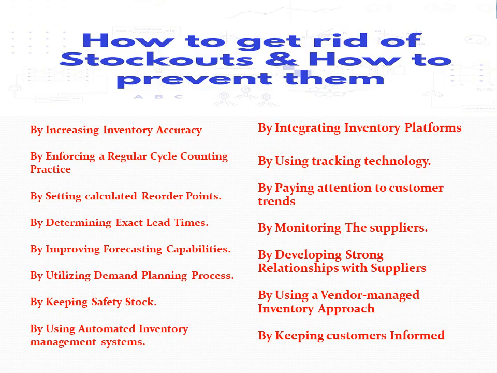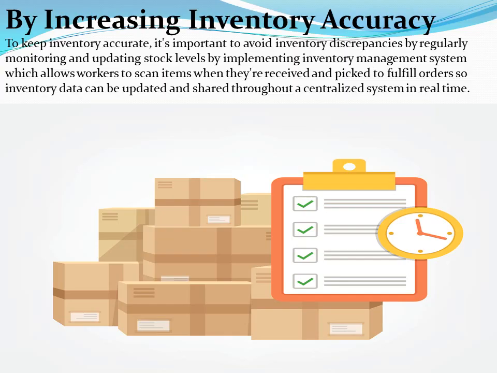By increasing inventory accuracy, by enforcing a regular cycle counting practice, by setting calculated reorder points, by determining exact lead times, by improving forecasting capabilities, by utilizing demand planning process, by keeping safety stock, by using automated inventory management systems, by integrating inventory platforms, by using tracking technology, by paying attention to customer trends, by monitoring the suppliers, by developing strong relationships with suppliers, by using a vendor-managed inventory approach, by keeping customers informed. Now let's discuss one by one.